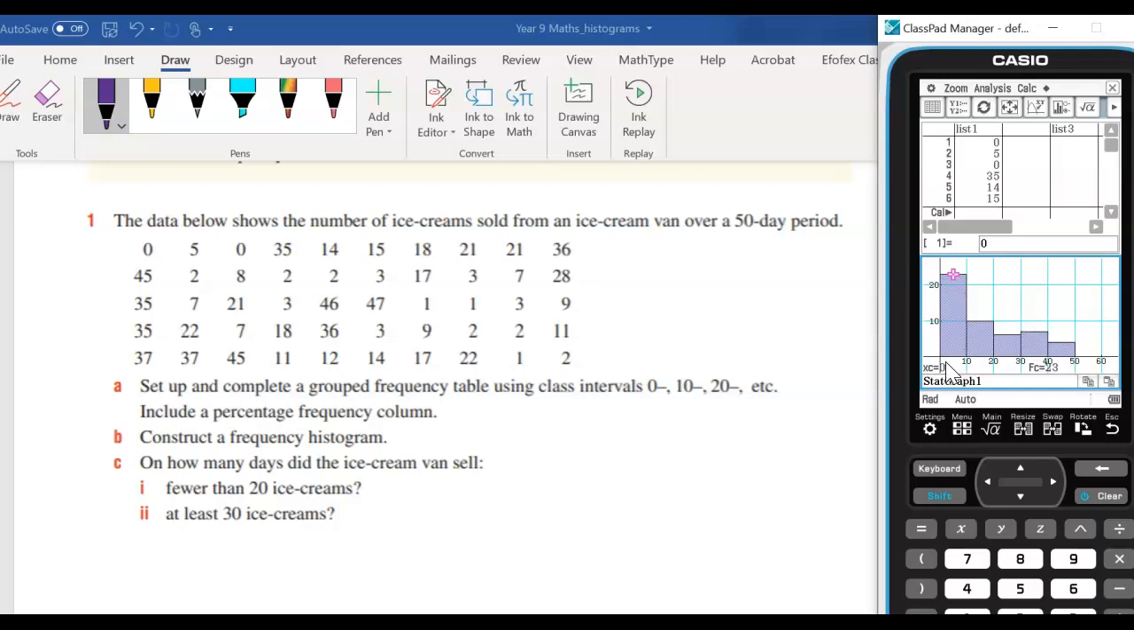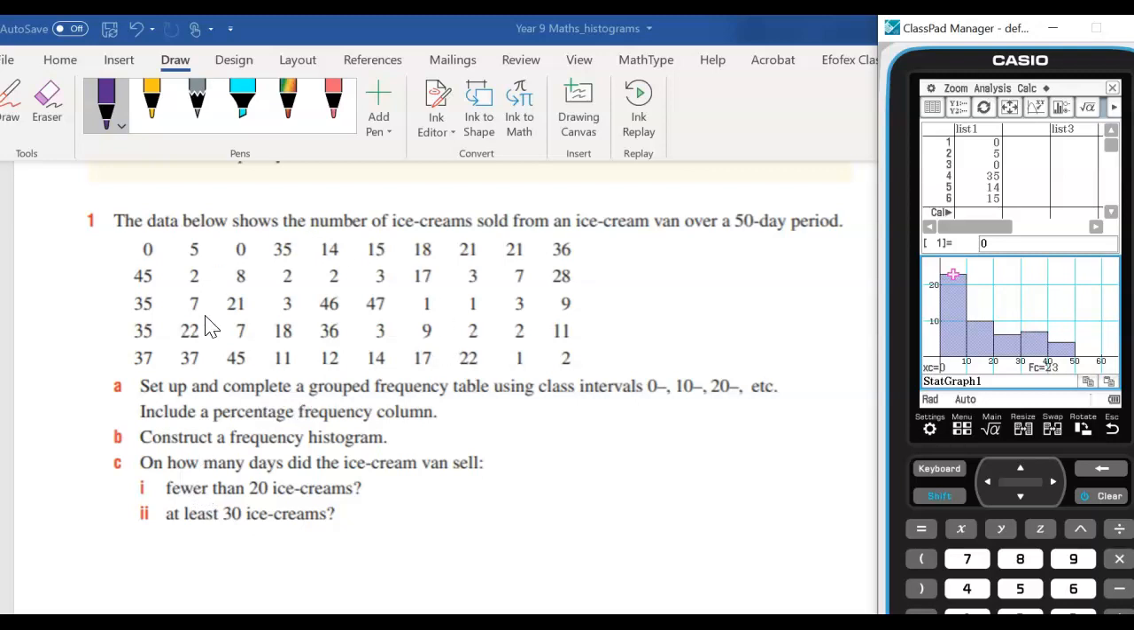So this interval from 0 to 10 is 23, down to a frequency of 10 for 10 to 20, and then across 6 for 20 to 30, 7 for 30 to 40, 4 for 40 to 50, and then 0 for 50 plus. Your little cursor will help you read that, and that F, your frequency, just tells you what the values are. All right, so we've done our histogram.